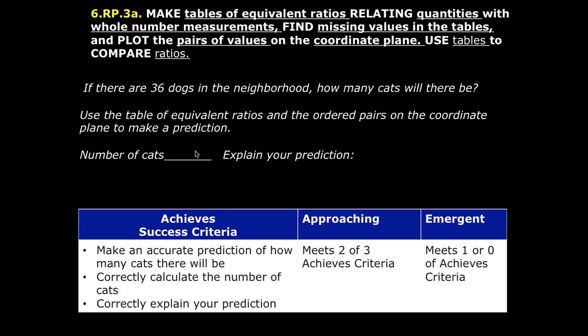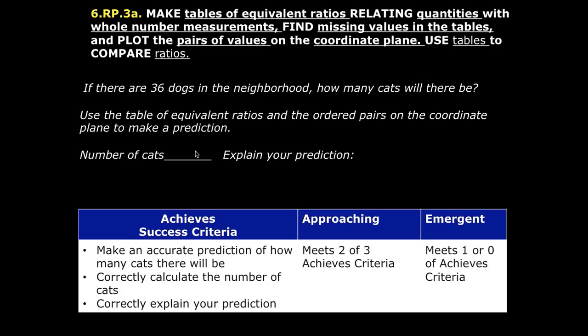But if there's 36 dogs in the neighborhood, which would be an awful lot of dogs, how many cats will there be? Use the table of equivalent ratios and ordered pairs on the coordinate plane to make your prediction. Number of cats, explain your prediction. So here, they make an accurate prediction of how many cats there will be, correctly calculate the number of cats, correctly explain your prediction. You see meets and achieves.